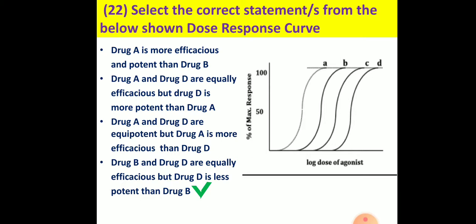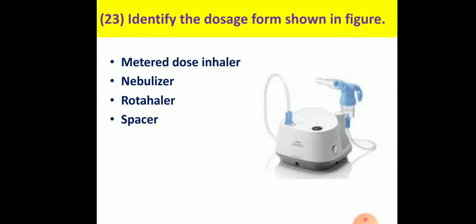Okay, so the two concepts: one is the peak that indicates the efficacy, and second is left or right. If a drug is on the left side, it means that it is more potent. The right side is less potent. Identify the device or the dosage form. This device is a nebulizer. Okay.